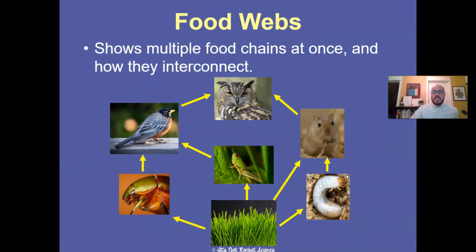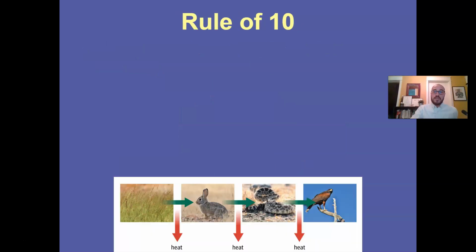All right, so a food web is actually a more accurate model of what's going on. This is basically multiple food chains interacting all at once, and we're trying to show those interconnections, those complex predator-prey interactions and symbiotic interactions and all of that stuff we were talking about with the last concept. So this is a more accurate representation of what's happening in an ecosystem.